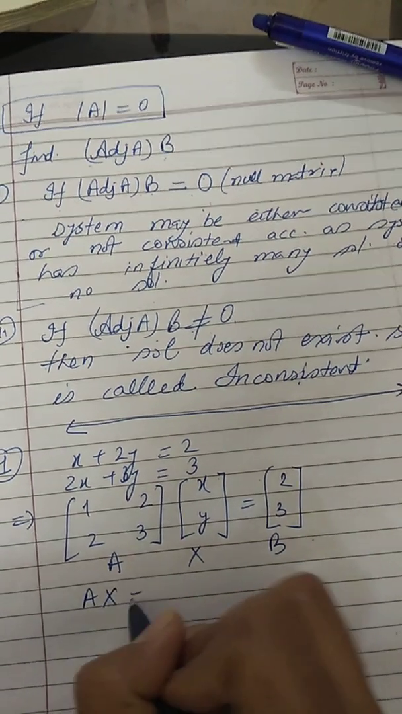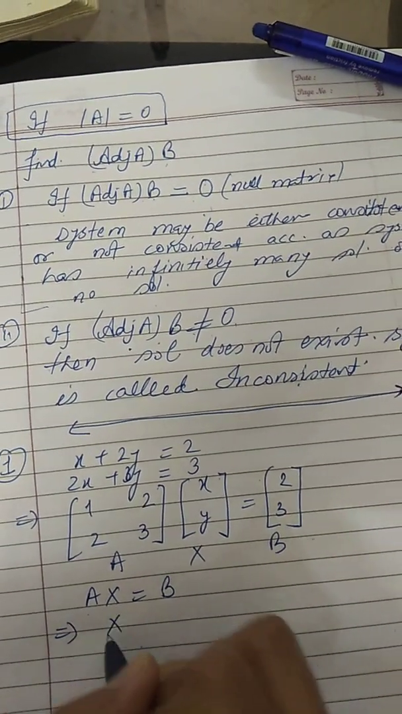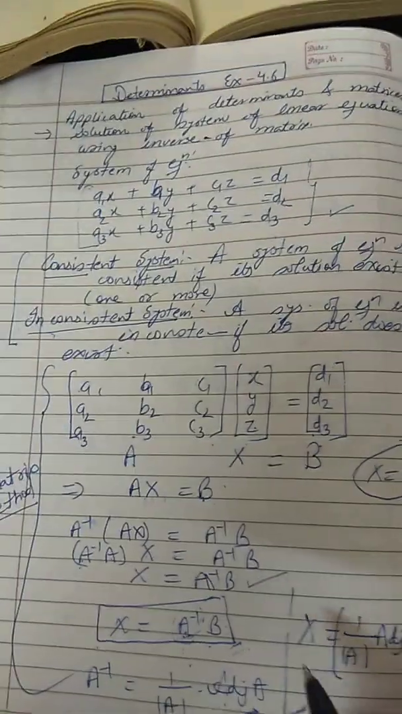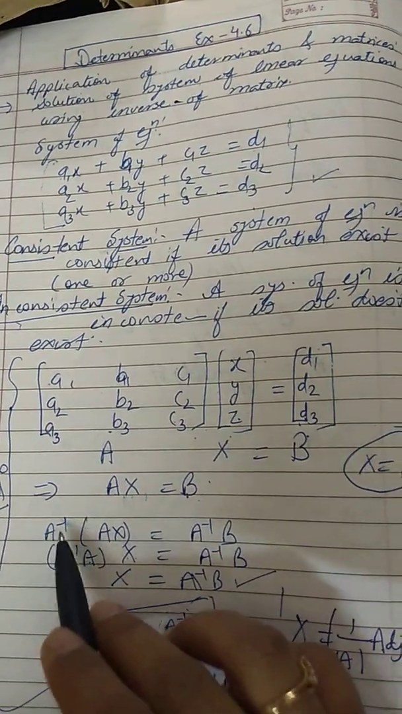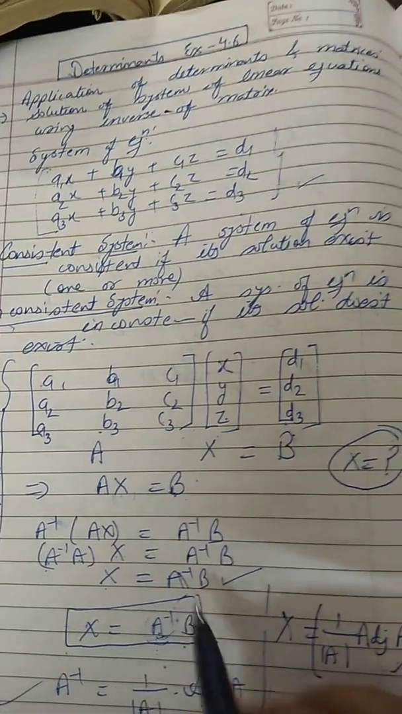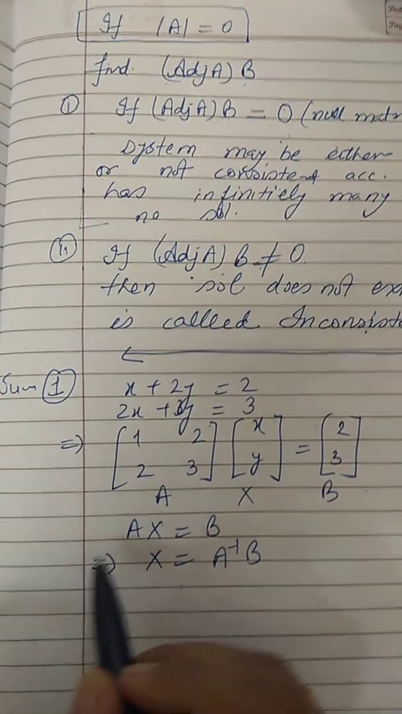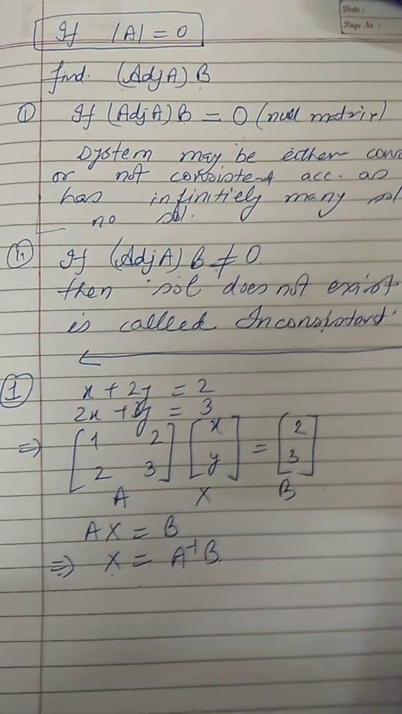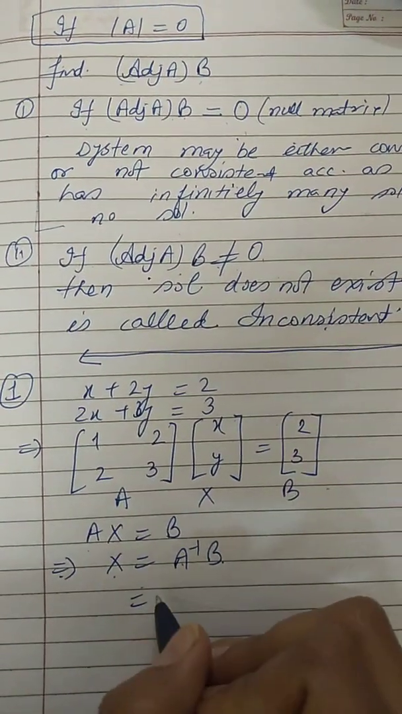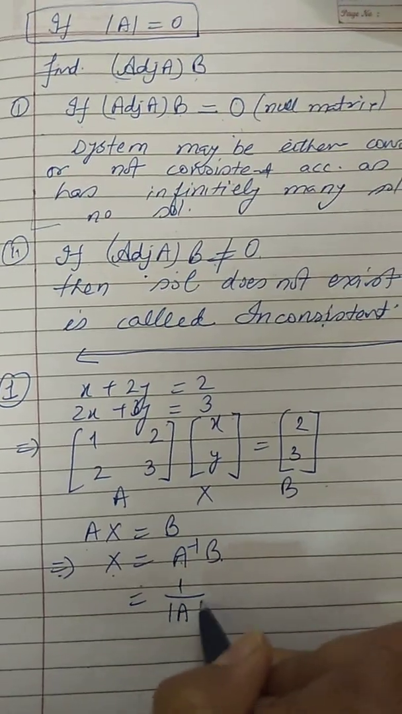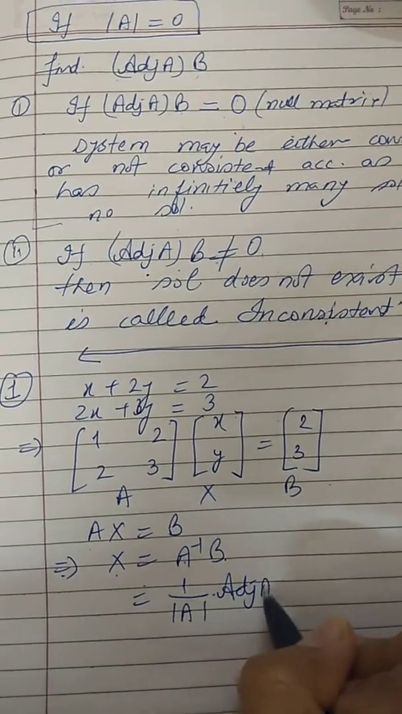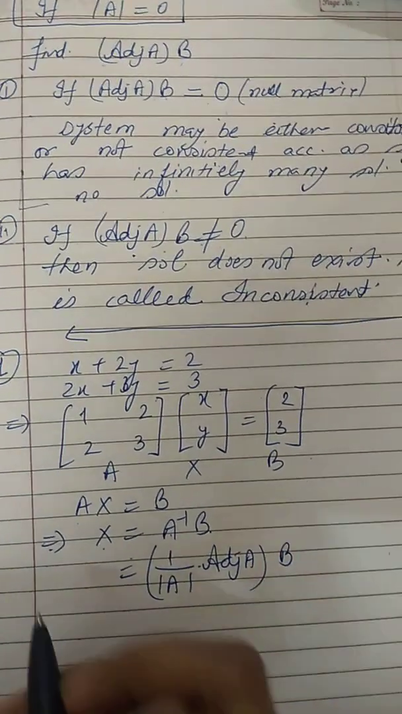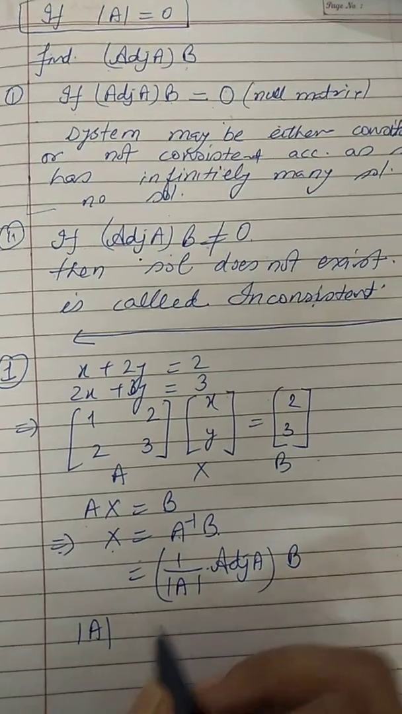So it is AX equal to B, which implies X will be equal to A inverse B. See, in the method when I explained, I pre-multiplied both sides with A inverse and we got X equal to A inverse B. And in the sums you can use the symbol "it implies", which gives X equal to A inverse B, right? And A inverse B is equal to 1 upon A determinant into adjoint A, into B. So here what we will do, we will find A determinant.